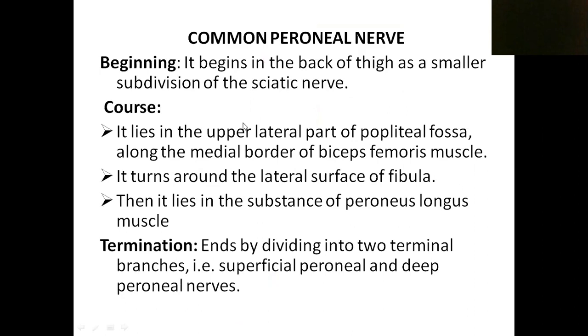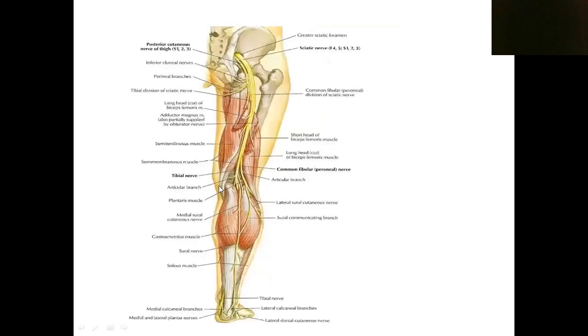Now, the common peroneal nerve. Okay, see, the common peroneal nerve is a small subdivision of the sciatic nerve. First, it lies in the upper lateral part of the popliteal fossa. See, this is the popliteal fossa. This is the upper lateral part of the popliteal fossa. So here it runs downward along with the biceps femoris muscle. Then after that, it crosses the lateral bone, which is the fibula. So here it crosses the head of the fibula and reaches the lateral compartment of the leg. In the lateral compartment of the leg, we are having mainly two muscles, peroneus longus and peroneus brevis.